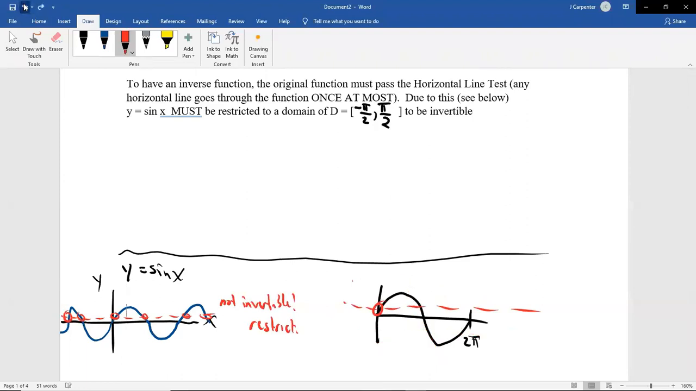So the first instinct a lot of students have is, well, let's just halve it. Instead of going from 0 to 2 pi, let's go from 0 to pi. And if I go from 0 to pi, that's not it. It looks like this. And this, guess what, still fails. It's not invertible. So in fact, that right side of the wave, the furthest that you can go up to is pi over 2.